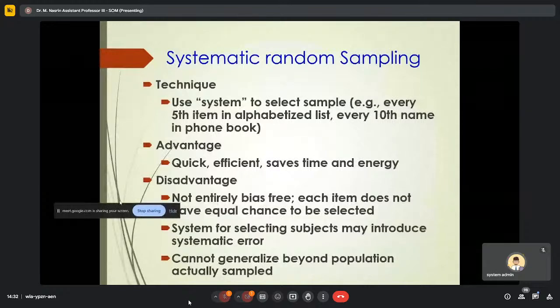You have returned some numbers, you have given numbers to some students randomly, not alphabetically arranged, or if it is alphabetically arranged, then everyone will not get an equal chance. So that is the greatest disadvantage here. Then the system for selecting subjects may introduce systematic error. Sometimes choosing persons from a system may also carry the possibility of getting systematic error. Then, you cannot generalize beyond the population actually sampled.